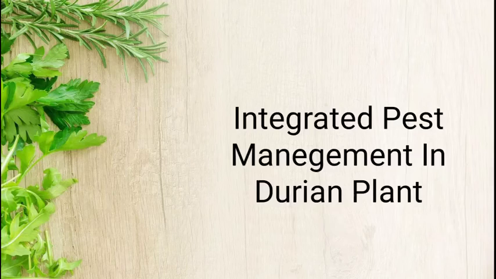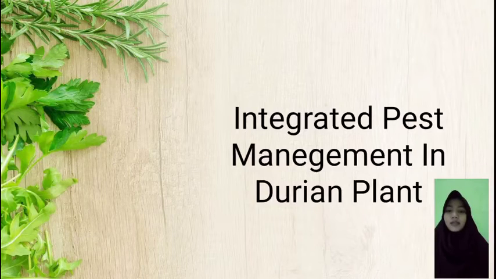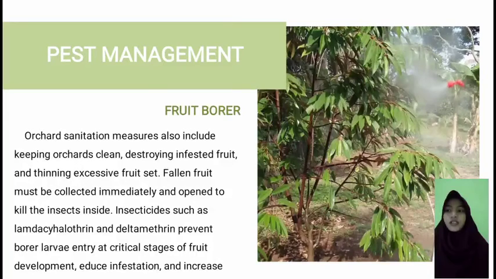Next, pest management. First, fruit borer. Sanitation measures include keeping the orchard clean, destroying infested fruit, and thinning excessive fruit set. Fallen fruit must be collected immediately and opened to kill the insects inside. Insecticides such as lambda-cyhalothrin and deltamethrin prevent borer larvae entry at the critical stage of fruit development, reduce infestation, and increase yield.